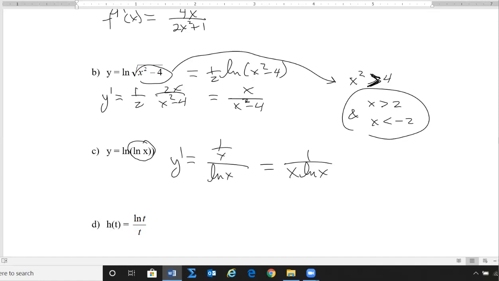Again, if you look at this, you need the chain rule since it's a natural log. And then the function itself is a natural log, so its derivative is 1 over x. That's the u prime over u. And it reduces to that.